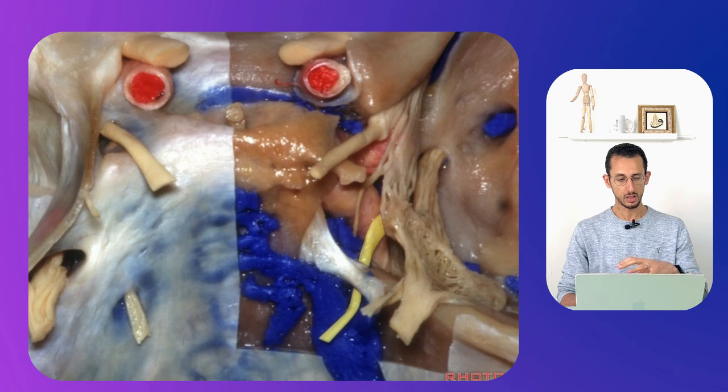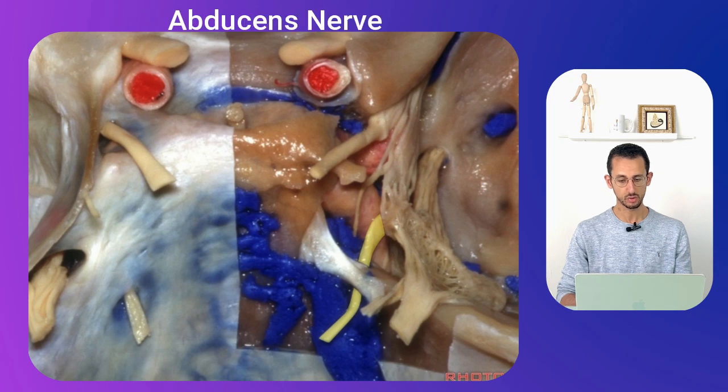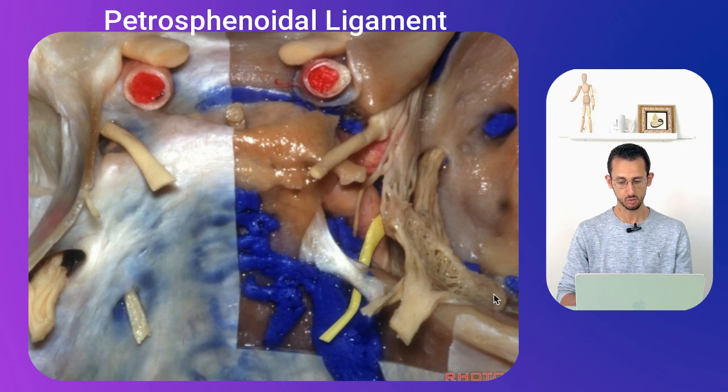Then here we uncovered a bit so that we can see the entrance. So here the abducens nerve is going through the Dorello's canal, which is roofed by this ligament. This ligament is called the petrosphenoidal ligament, which is Gruber's ligament, which is that one. And from its name, it's extending between the petrous and the sphenoid.